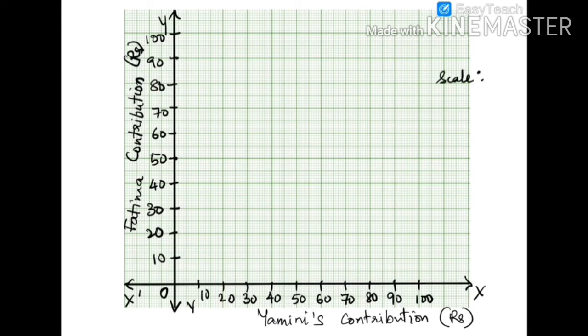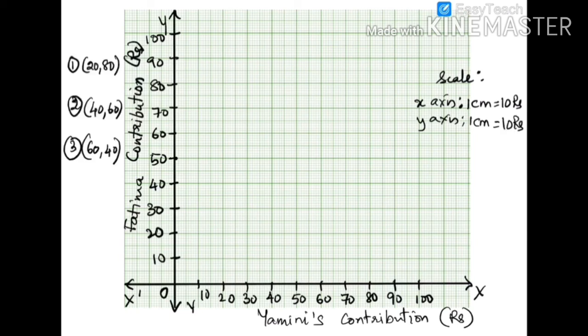Let's write down the scale. On X axis, we are representing 1 centimeter as 10 rupees. And on the Y axis also, we are representing 1 centimeter as 10 rupees. So the first point, 20, 80 is over here. The second point, 40, 60 is over here. The third point, 60, 40 is over here.